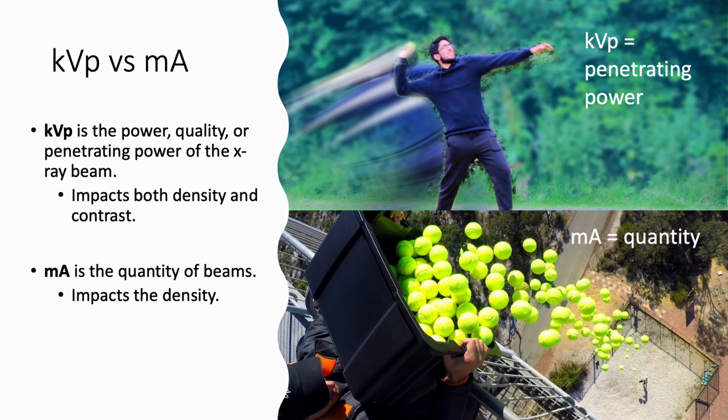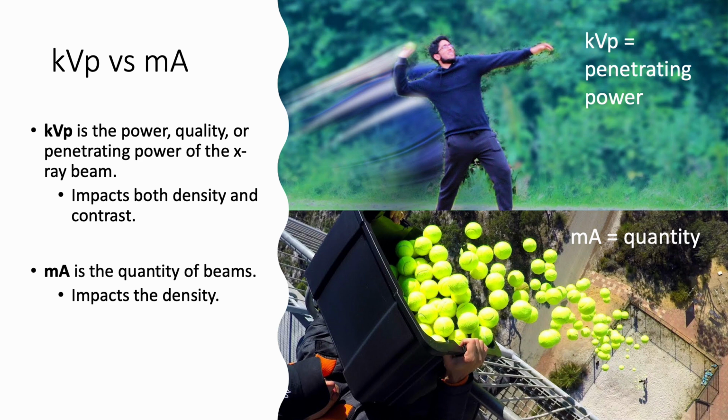Okay, so next we have some settings that we need to review, and you need to be really comfortable with these two settings for the VTNE. There's going to be questions on these different settings. First of all is the KVP. KVP is the power, the quality, or the penetrating power of the x-ray beam. And I think of someone throwing the ball, and the KVP is the strength that they throw that ball at.